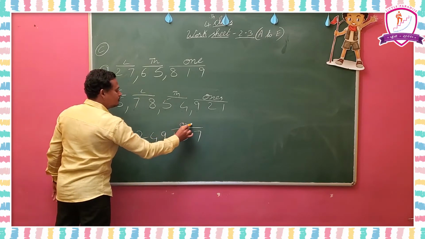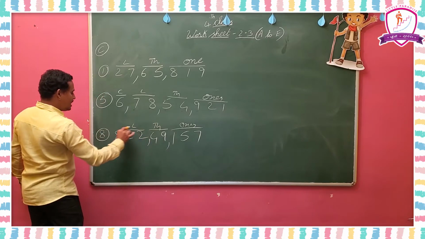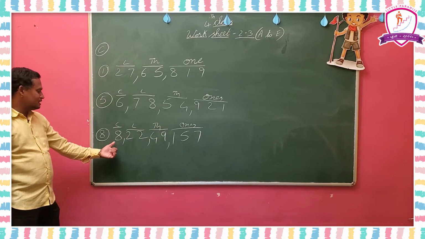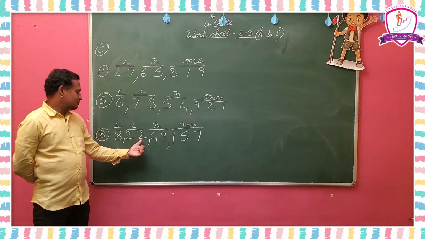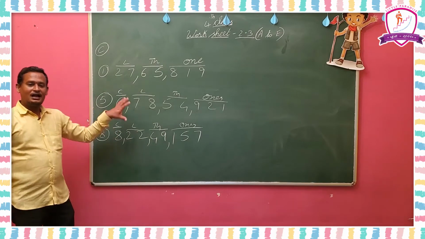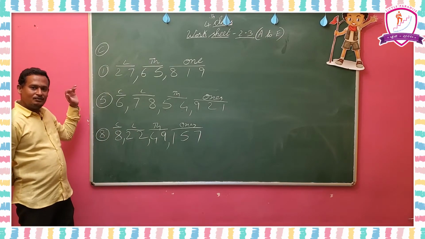Ones period, these 2 are thousands period, these 2 are lakhs and it is crores period. After every period you have to put a comma and read that number: 8 crores 22 lakhs 49,157. Like that you have to do the remaining sums with the help of these models.